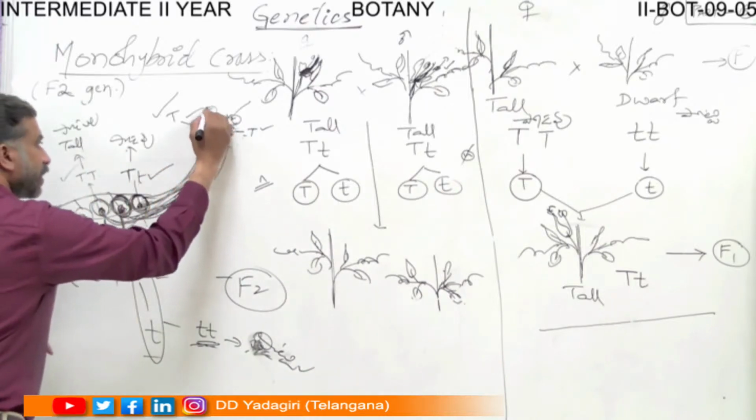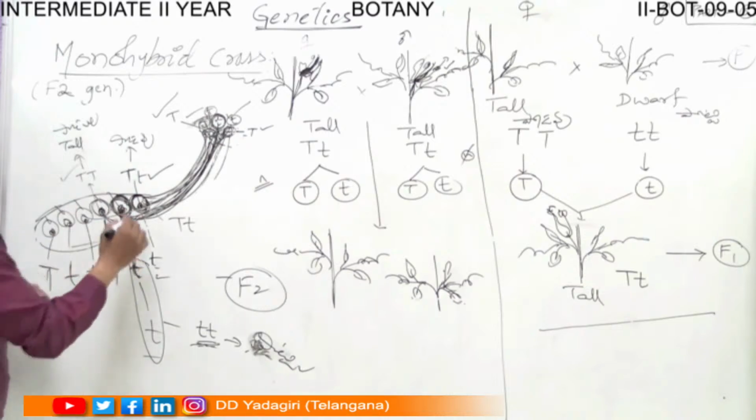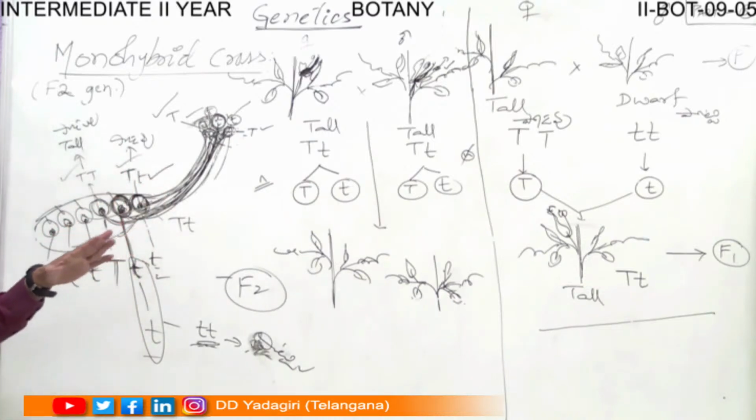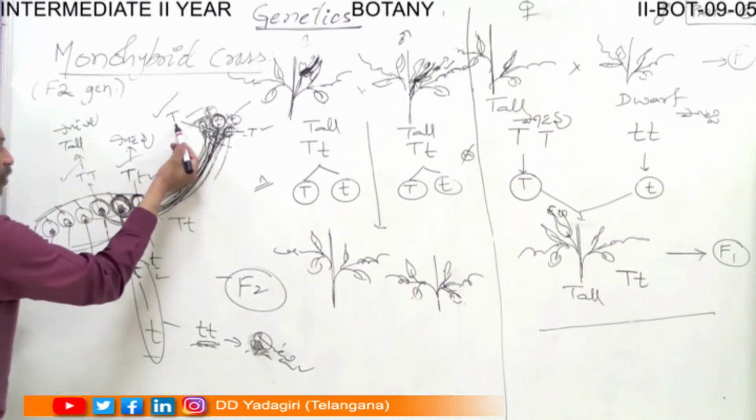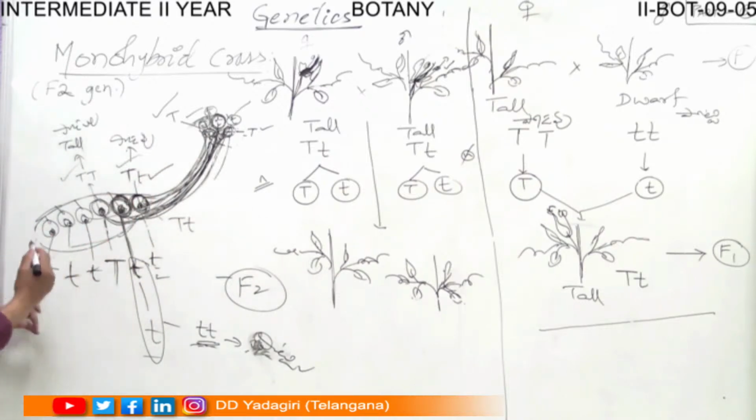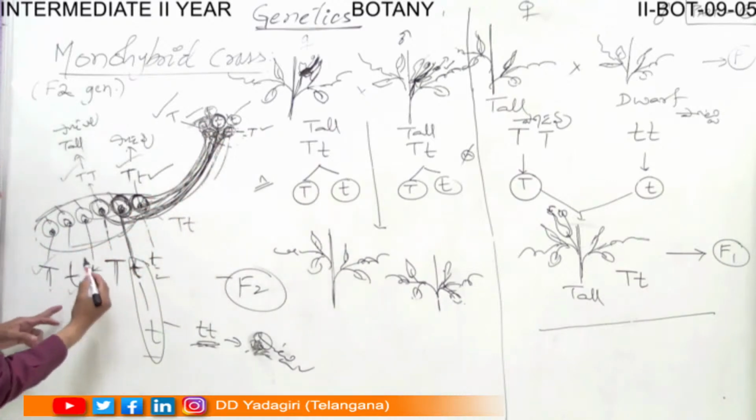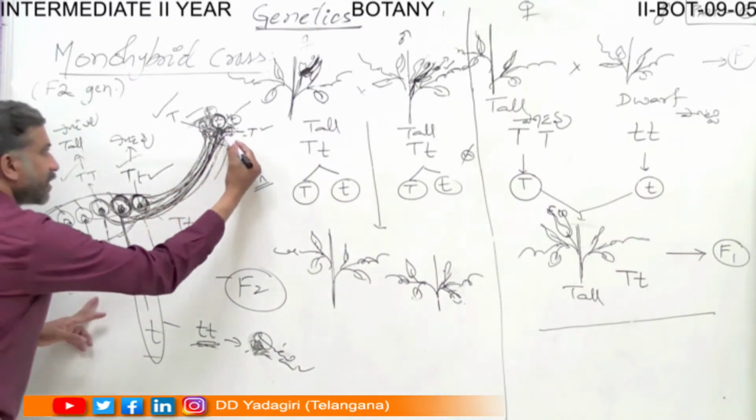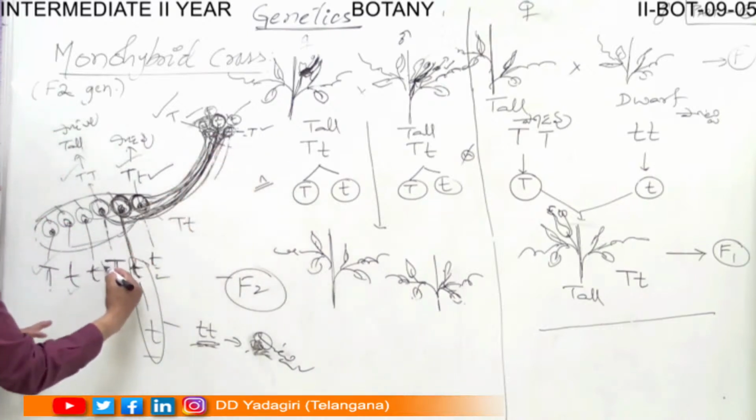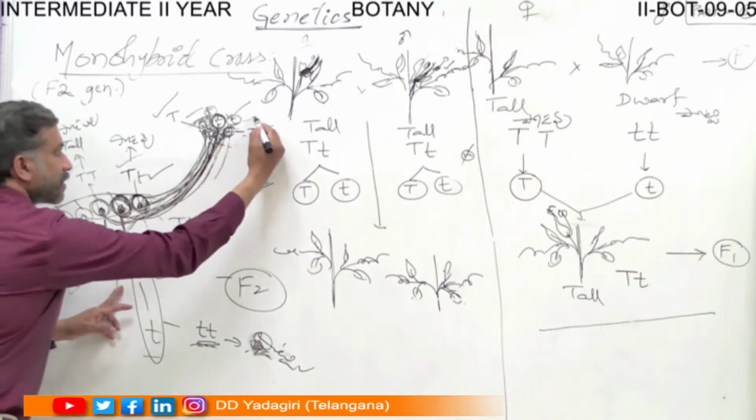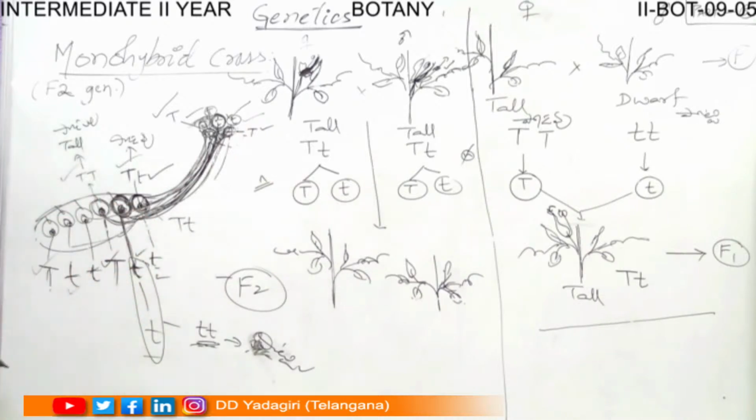If capital T pollen grain fuses with the small t egg cell, here there is a mere chance. So what are the chances? The capital T containing pollen grain may fuse with the capital T containing egg cell, or the capital T containing pollen grain may fuse with the small t containing egg cell. The small t containing pollen grain may fuse with the capital T egg cell, or the small t containing pollen may fuse with the small t egg cell. So these are the random mating. By random mating, you will get the four possibilities.